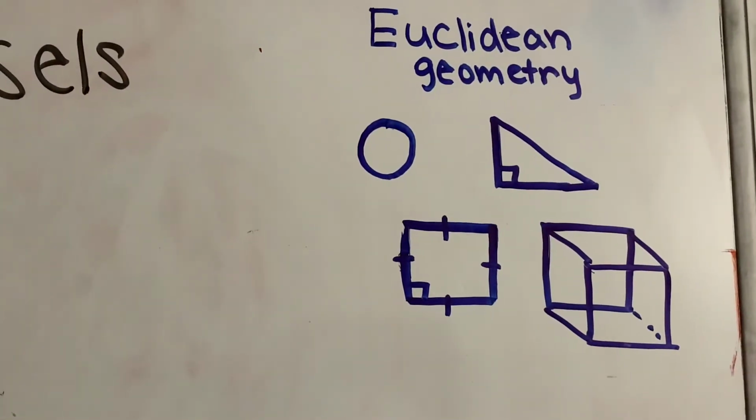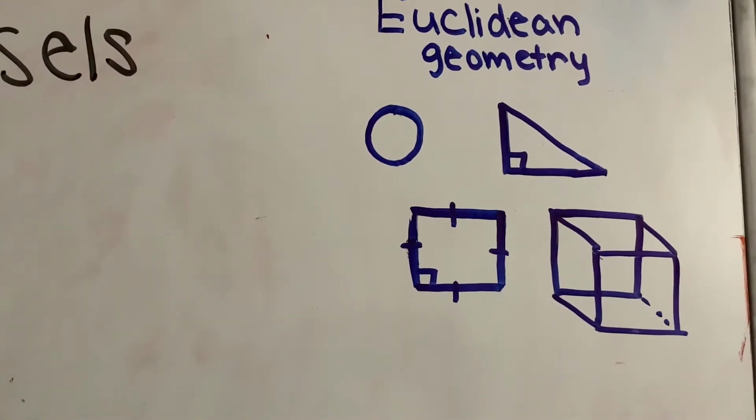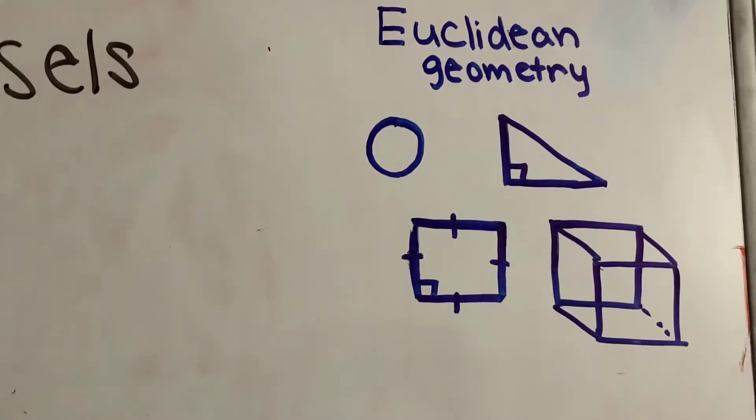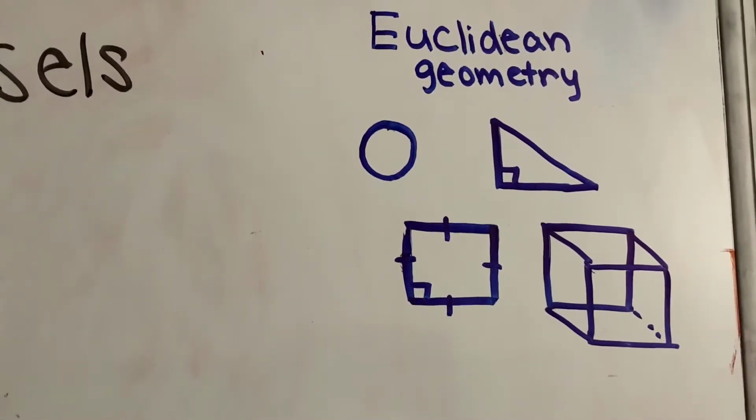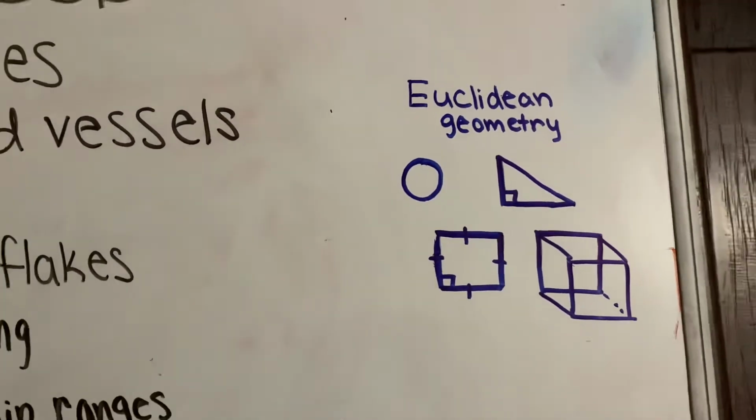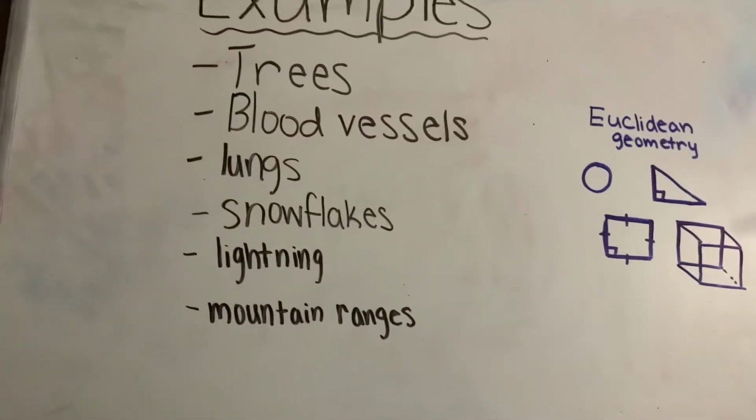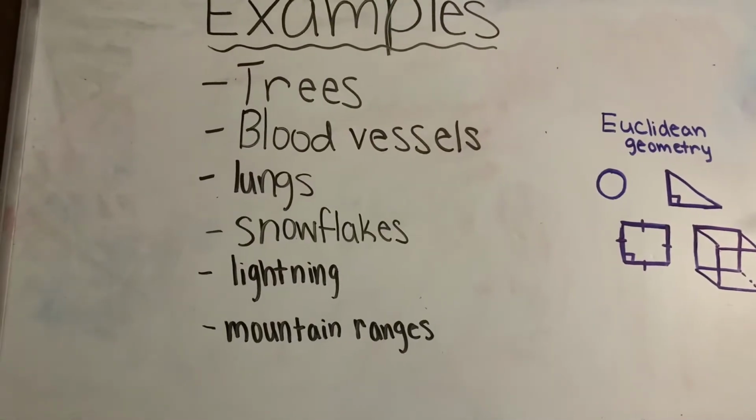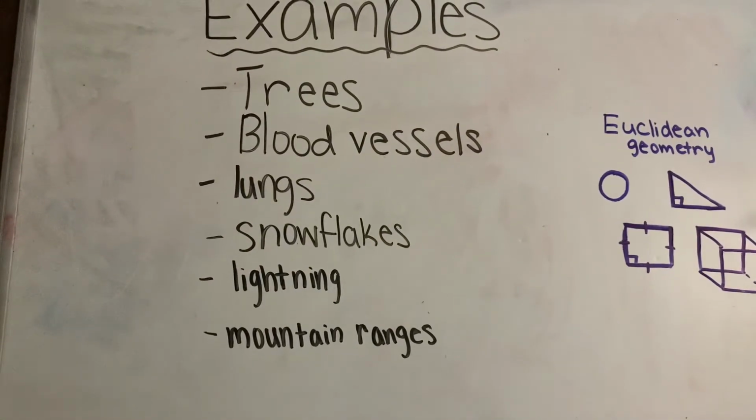Euclidean geometry is a form of math with perfect figures such as circles, triangles, squares, and cubes. However, these don't exist in nature. Fractals represent the imperfect figures that exist in nature, such as trees, blood vessels, lungs, snowflakes, lightning, and mountain ranges.